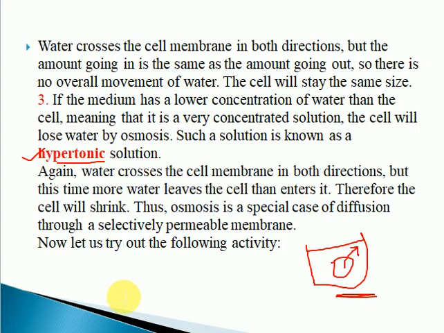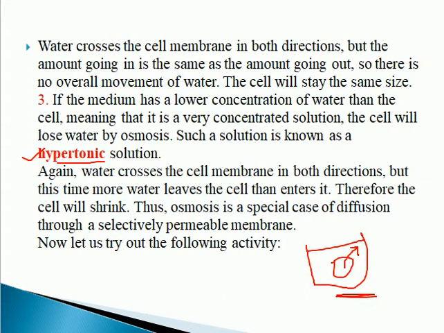So again water crosses the cell membrane in both directions, but this time more water leaves the cell than enters it, therefore the cell will shrink. So thus osmosis is a special case of diffusion through a selectively permeable membrane. Now let us try another activity. See, I've explained all three situations to you. If the cell is placed in a hypotonic solution, then it would swell up. If it is kept in an isotonic solution, it will remain as it is, and if it is kept in a hypertonic solution, then it would shrink.